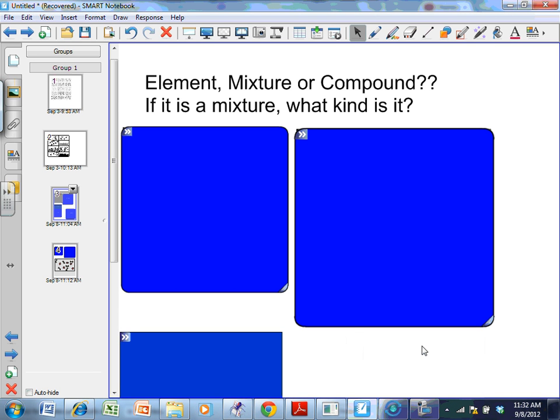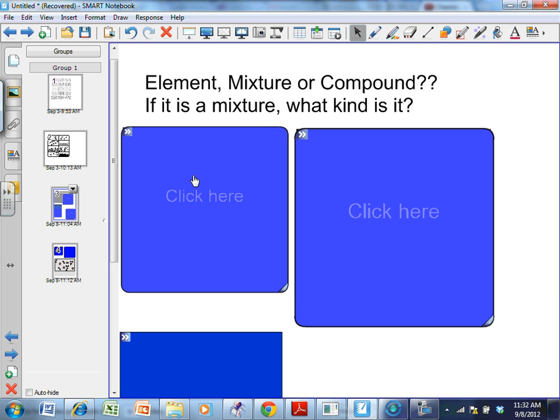In this video, I want you to practice identifying if a substance is an element, mixture, or compound. And if it is a mixture, I want you to know what it is. Is it a mixture of elements? Is it a mixture of compounds? Is it a compound and an element?